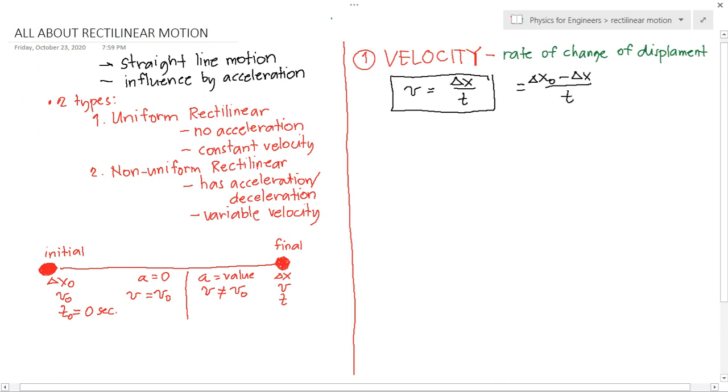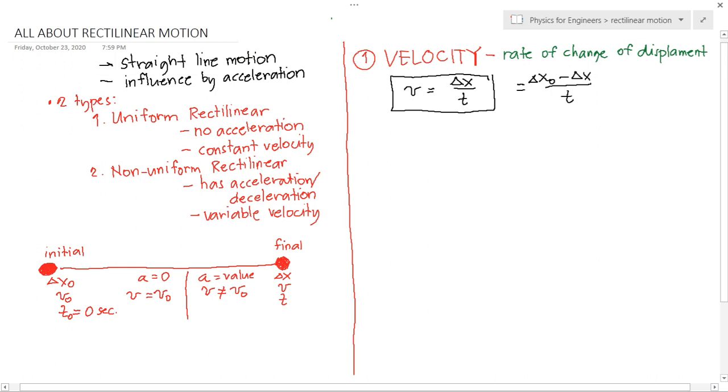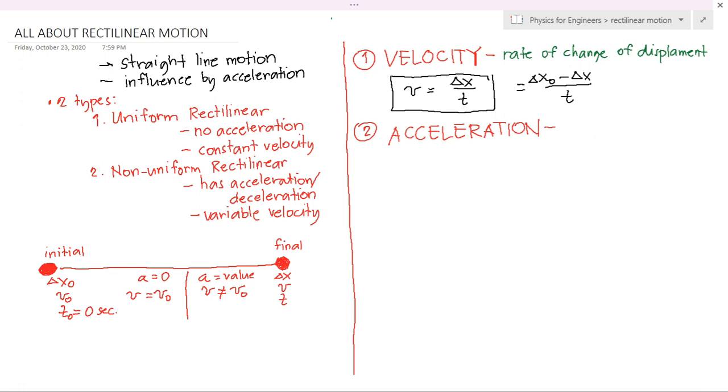So it's up to you. It's up to you talaga, class. Then we also have another criteria for this motion. We have acceleration. So meron din tayong acceleration. Since this is the main factor that influences our motion, kung bakit yung velocity niya is humihina or lumalakas.